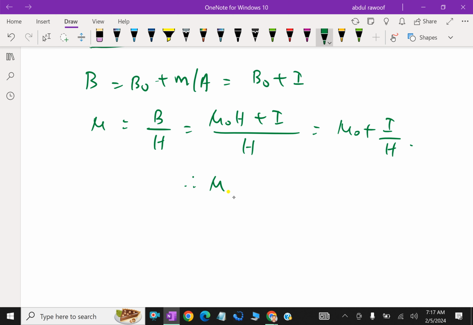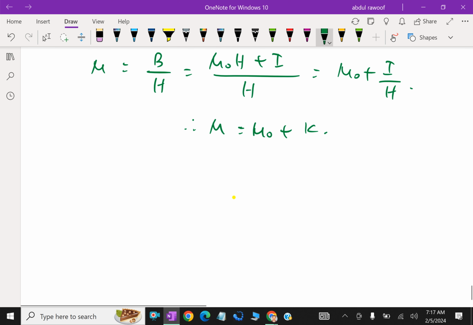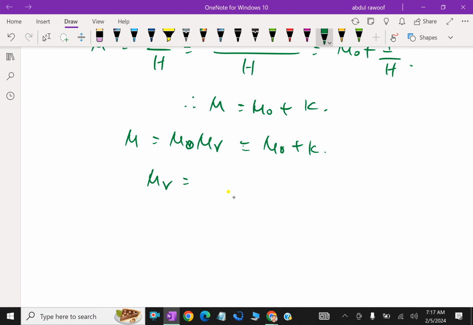Therefore, mu equals mu0 plus K. Mu equals mu0 mu R. Therefore, mu0 mu R equals mu0 plus K. Or we can say relative permeability equals 1 plus K over mu0. These are the relations.